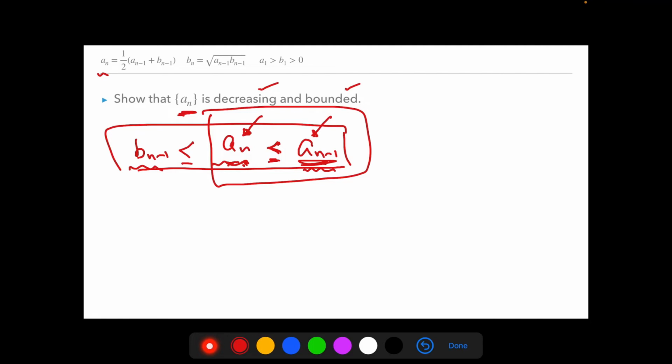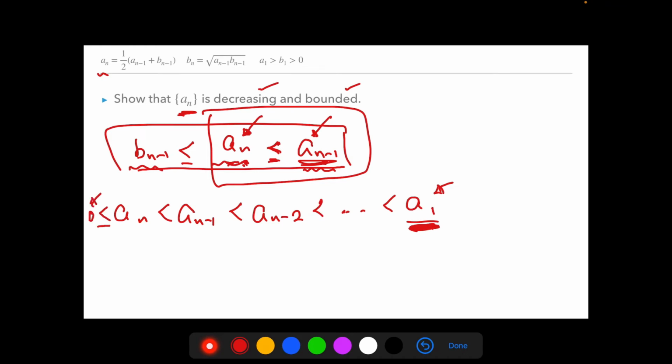Now let's show that it's bounded. So we know that a sub n is less than a sub n minus 1. But we also know that this applies for any value of n, and therefore a sub n minus 1 is also less than a sub n minus 2, and so on until a sub 1. But what does this mean? This means that a sub 1 is in fact the maximum value, or the upper bound for your a's. And here we know that all a's are positive, so we have 0, and so it's also bounded below.